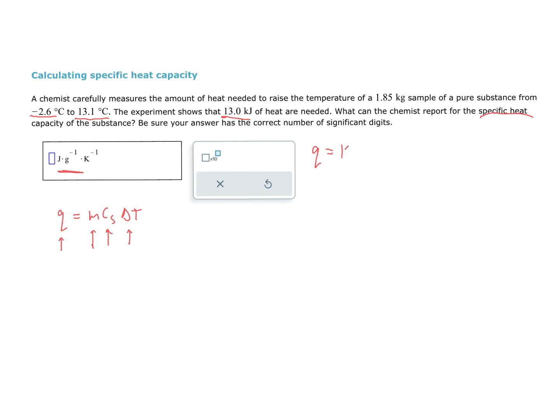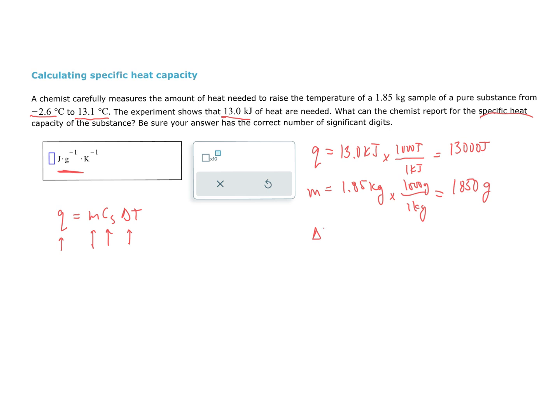So I've got 13 kilojoules. I know there's 1 kilojoule and 1,000 joules, so I have 13,000 joules of energy. My mass, we want to turn that into grams. I've got 1.85 kilograms, and again, I know there's 1 kilogram and 1,000 grams, and so I've got 1,850 grams of this sample.